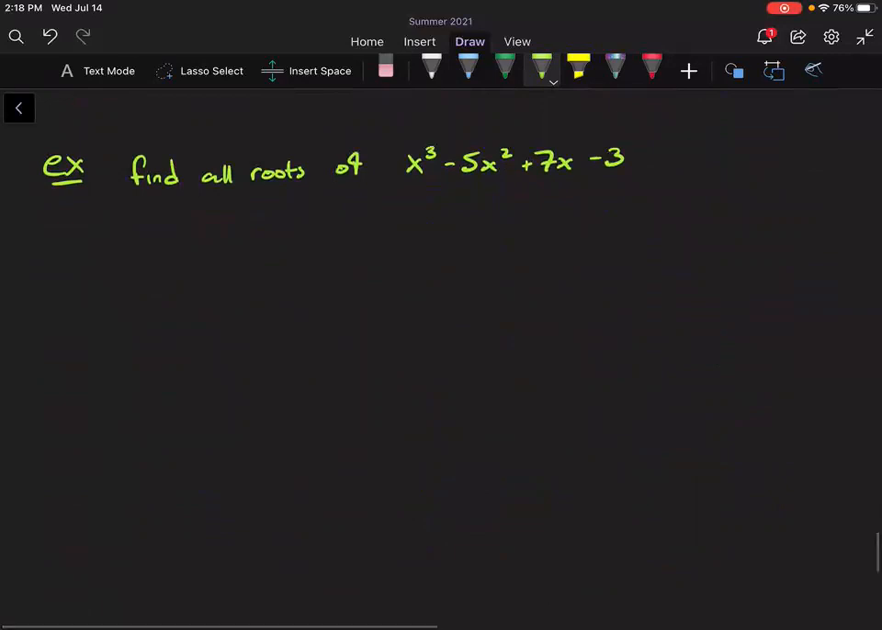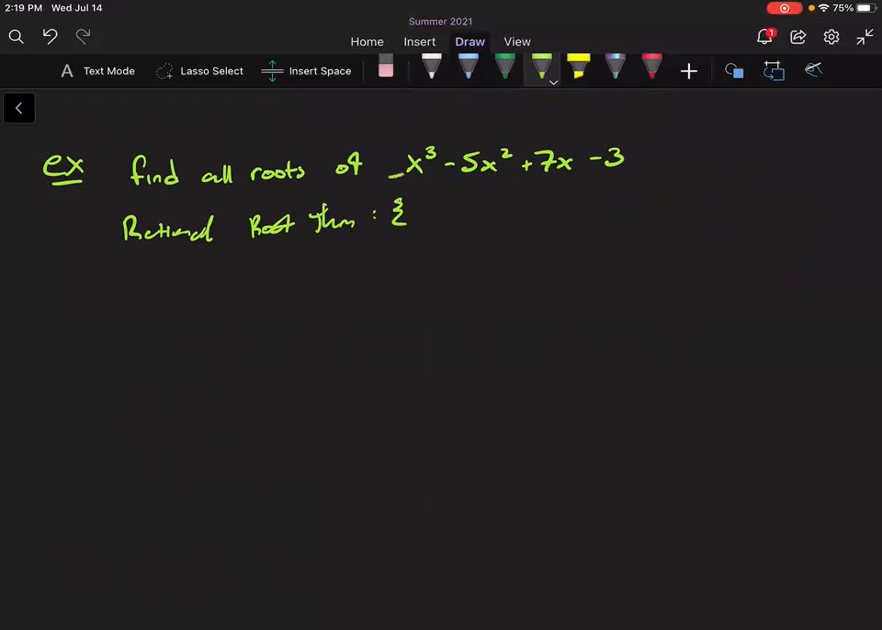All right, and now we were able to graph that before because we had a fully factored polynomial. We don't always have a fully factored polynomial. Sometimes we have to factor the polynomial ourselves, which we can do. So here we want to find all roots of this polynomial. And to do this, we can start with the rational root theorem. That gives us a list of potential roots.